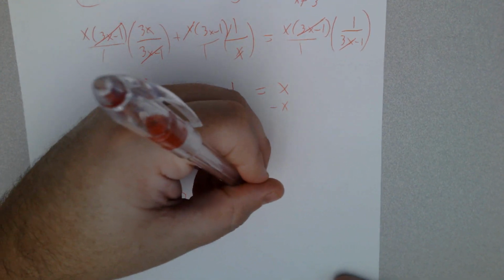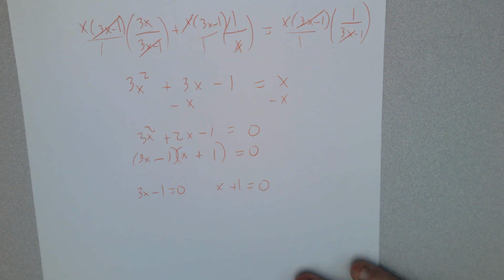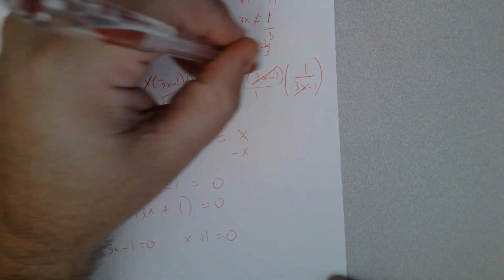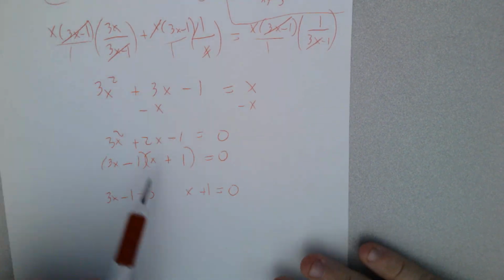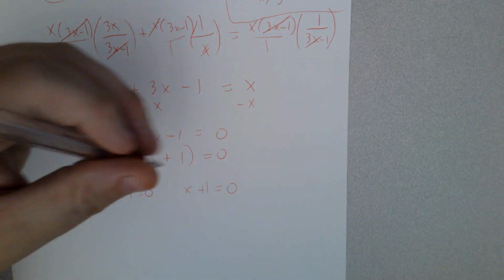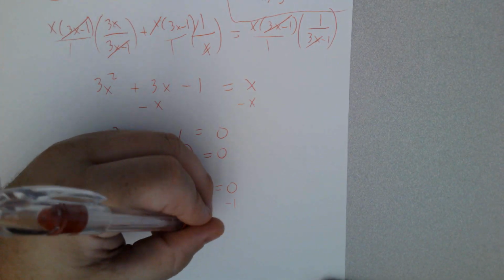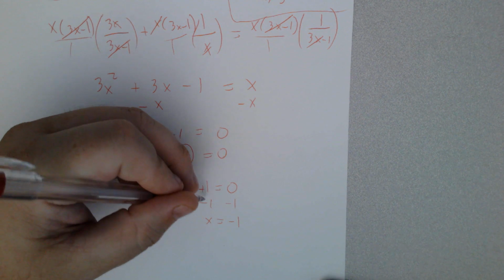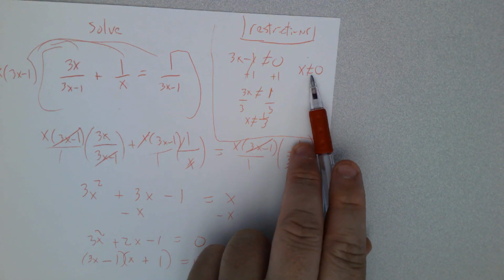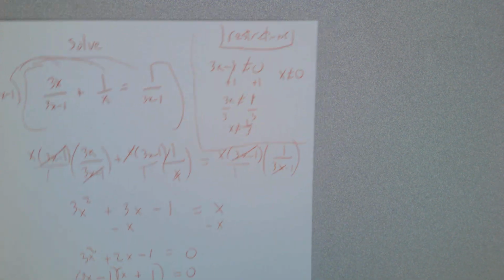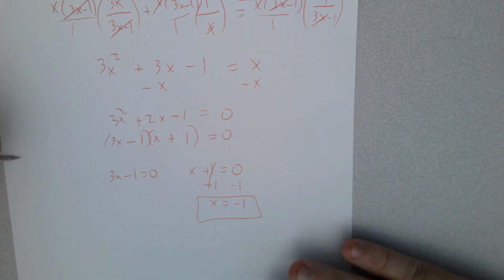Now I'm going to use the zero factor property, set both of these factors individually equal to 0 to solve for my potential solutions, remembering that there are restrictions in this case that I've denoted up here. So that's why I say potential solutions. So for this one, I'm subtracting 1 from both sides. Gives me x equals -1. I double check this solution against my restrictions, which are 0 and 1/3, and -1 is not on that list, so that is a valid solution.